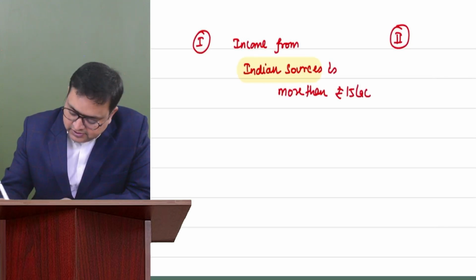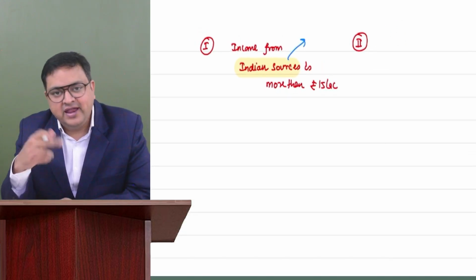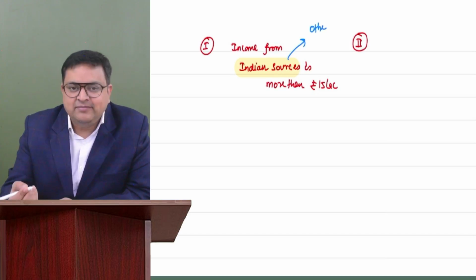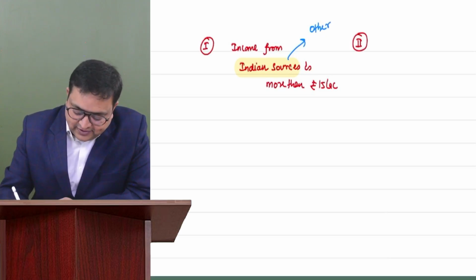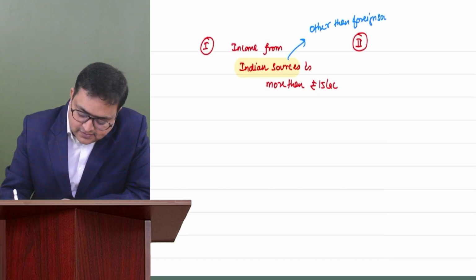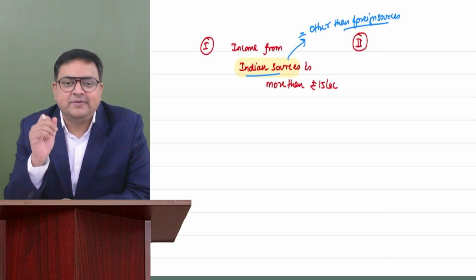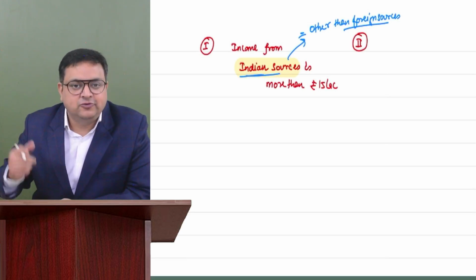Generally, the law uses this phrase. What is Indian sources? They actually use it in a negative sense, other than foreign sources. Other than foreign is what? Indian. So they use this phrase, other than foreign sources, which is the same as Indian sources. So if the person's Indian source income is more than 15 lakh, then you can come to the special provisions. So first of all, understand what is Indian source or other than foreign sources income.